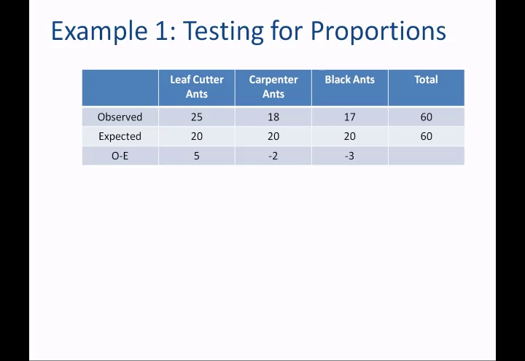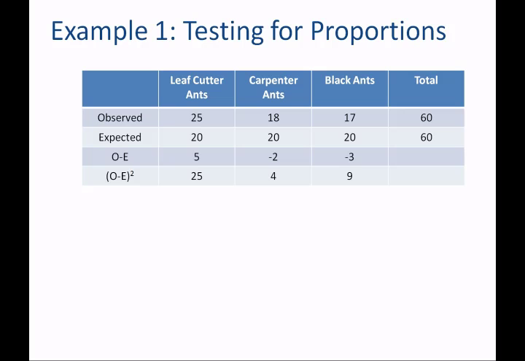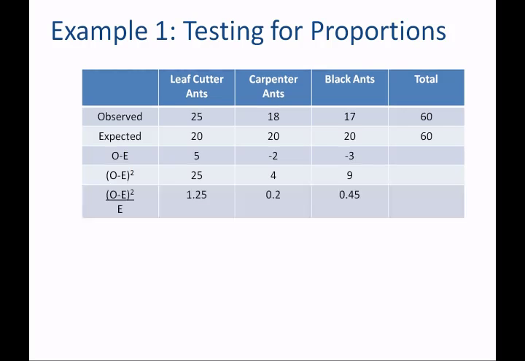You will observe that some of these values are negative, but when we square the observed minus the expected, we end up with a positive value, and then we divide the observed minus expected squared by the expected. So for the leafcutter ants, we divide 25 by 20, obtaining 1.25, and then to get the calculated chi-square value, we simply add up 1.25, 0.2 and 0.45, which gives us a calculated chi-squared value of 1.9.